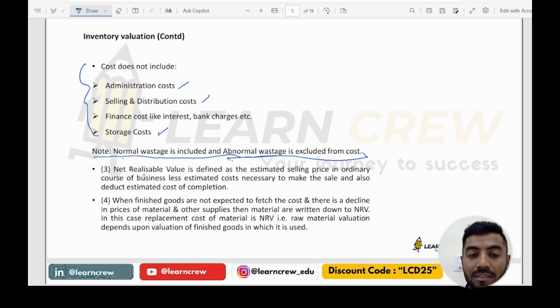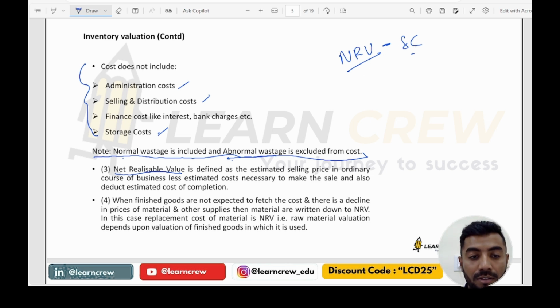Then we have net realizable value defined. What is net realizable value? We spoke about NRV, like cost or NRV. NRV is defined as the estimated selling price in the ordinary course of business, less the estimated cost necessary to make the sale, and also deduct the estimated cost of completion. NRV is nothing but the net realizable value. If you sell it in the open market, what is the value you will be realizing? In that you will have to minus the selling cost. And if you're incurring any additional cost while selling this item, that cost also is to be reduced. After reducing this, whatever value you're getting is the net realizable value.